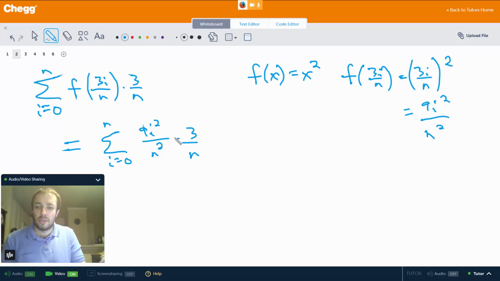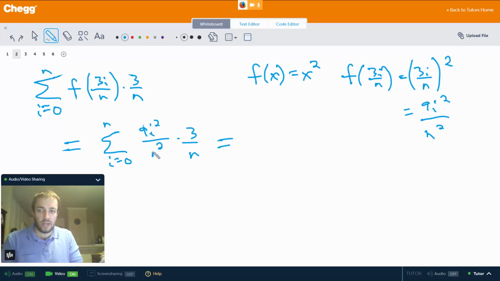Now, all the numbers and the n's we can just pull out of the sum, okay? But the i's have to stay inside the sum because the i is the index variable. So the sum depends on what the current value of i is. And technically the sum also depends on n, but it's okay because the sum stops at n.